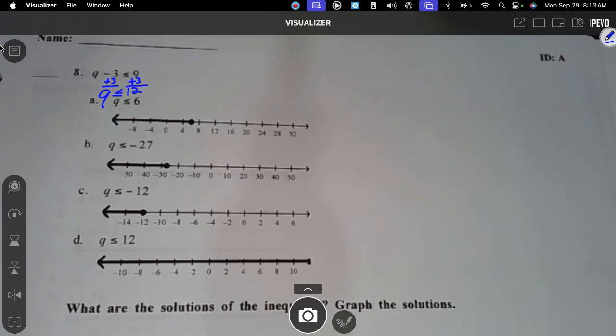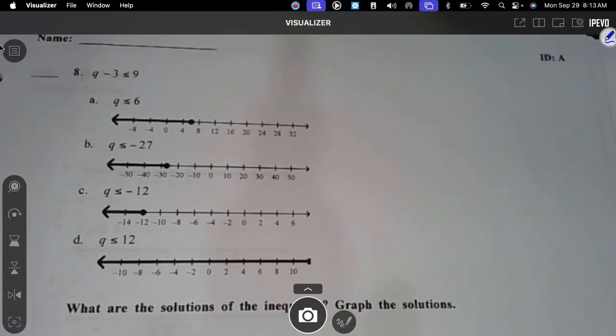It's D because it's a positive 12. I didn't see it in there. Yeah, it's D. Does everybody understand that? I know it's hard to read, but that would have been on the 12. Does everybody see that? It's the only one that says Q is less than or equal to 12 anyway.